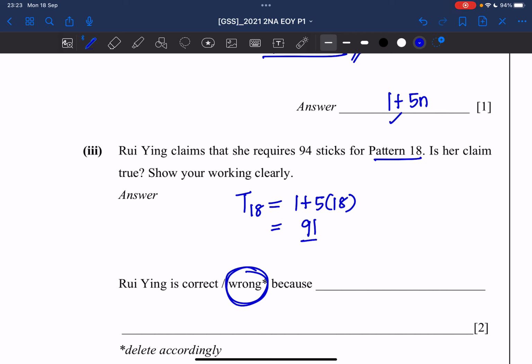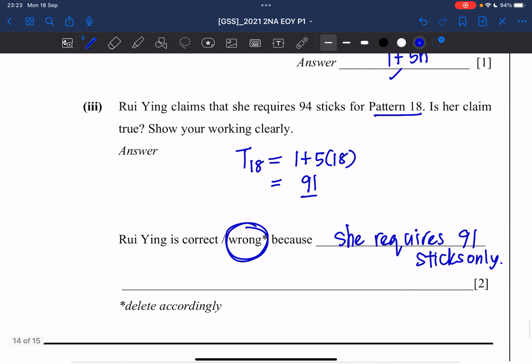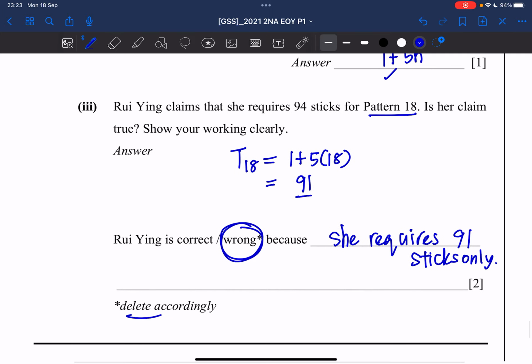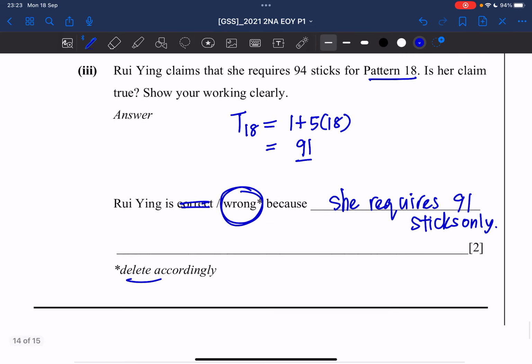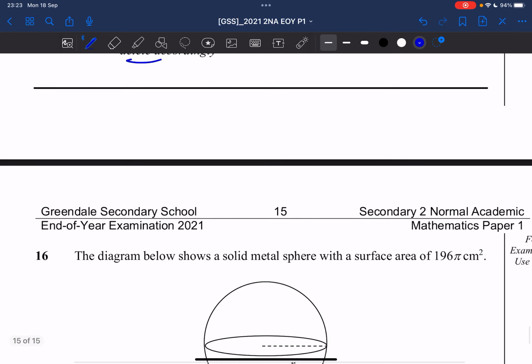Because she requires 91 sticks only. Oh, they say delete. So I delete here. It's wrong. Now let's move on to our next question.